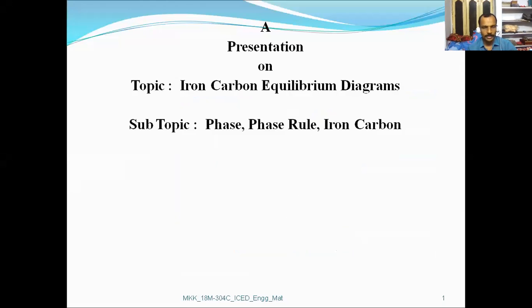A presentation on iron carbon equilibrium diagrams. So the subtopics are phase, phase rule, and iron carbon equilibrium diagrams.